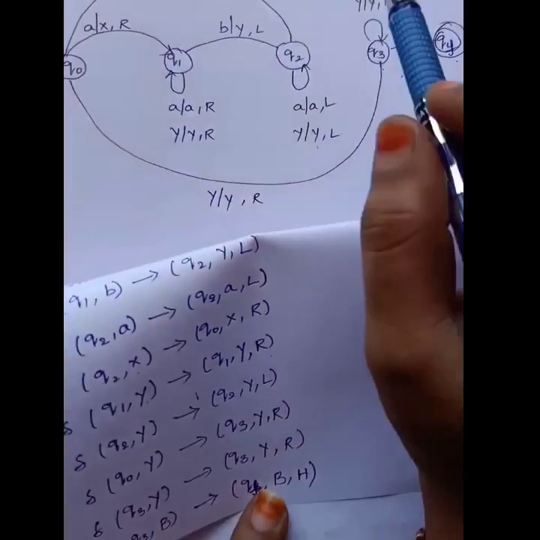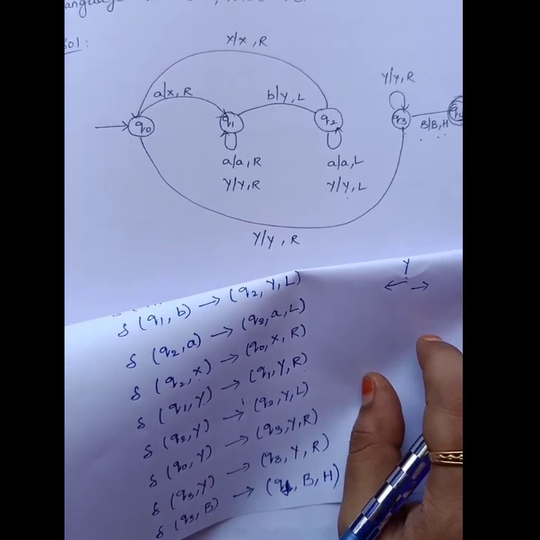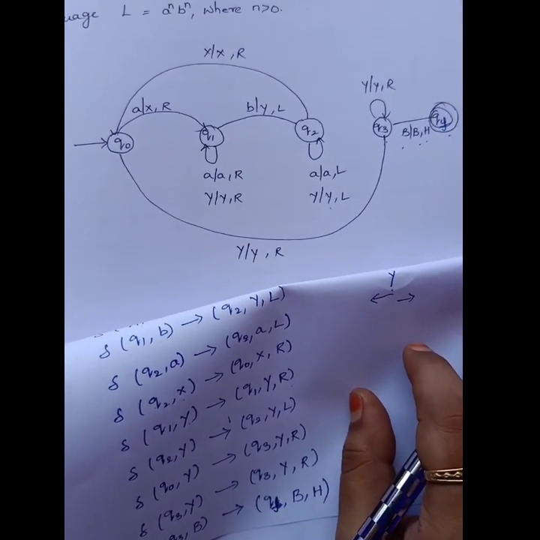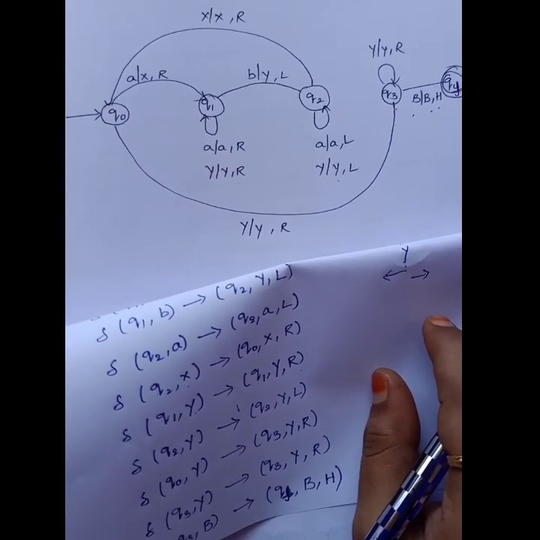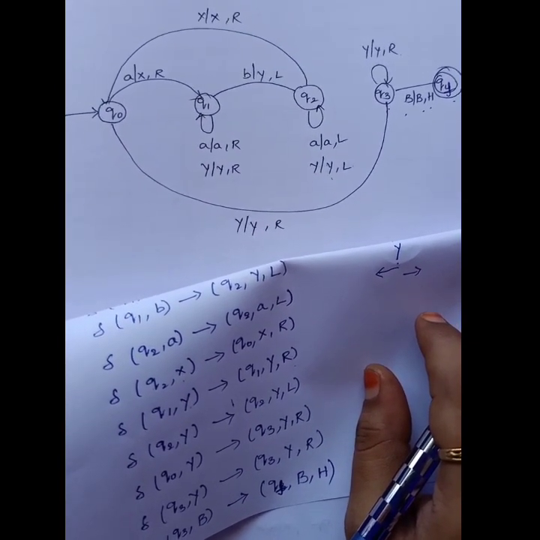So this is the entire transitional representation, or graphical notation, of the Turing machine for the language L = a power n b power n. I think you understand. Thank you.